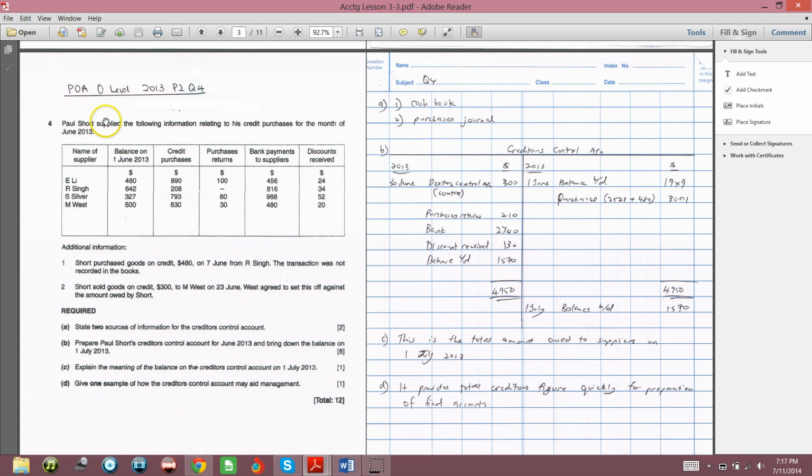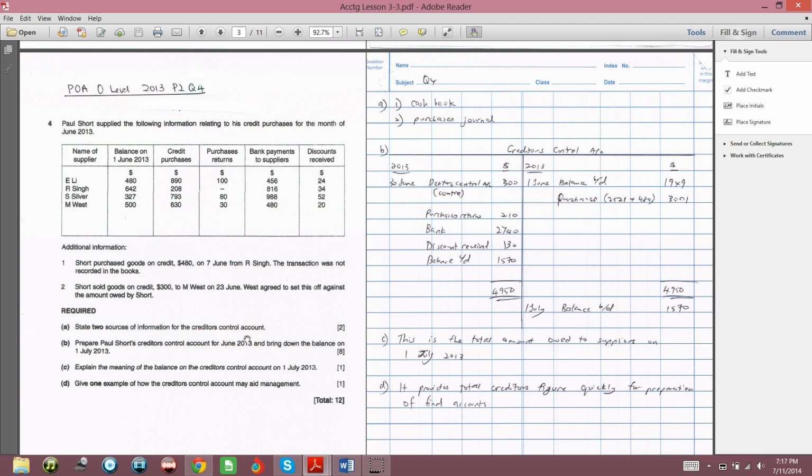Okay, so this question says Paul Short supplies the following information relating to his credit purchases for the month of June 2013. Okay, name of supplier, balance on 1 June 2013, credit purchases, return, and then bank payment to supplier, discount received. State 2 sources of information for creditor control account.